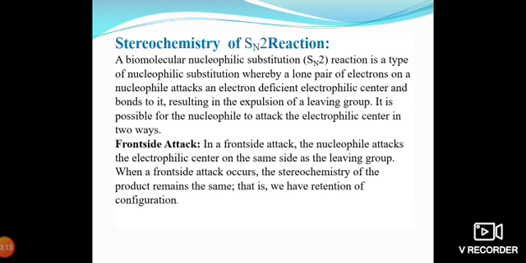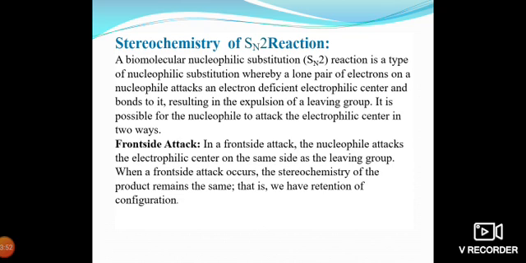Stereochemistry of the SN2 reaction. A bimolecular nucleophilic substitution reaction is a nucleophilic substitution whereby the lone pair of electrons on a nucleophile attacks the electron deficient electrophilic center and bonds to it, resulting in the expulsion of the leaving group. The leaving group leaves with its electrons and forms an electron deficient electrophilic center. Then the nucleophile enters with its electrons to attack the electron deficient carbon to form a bond.